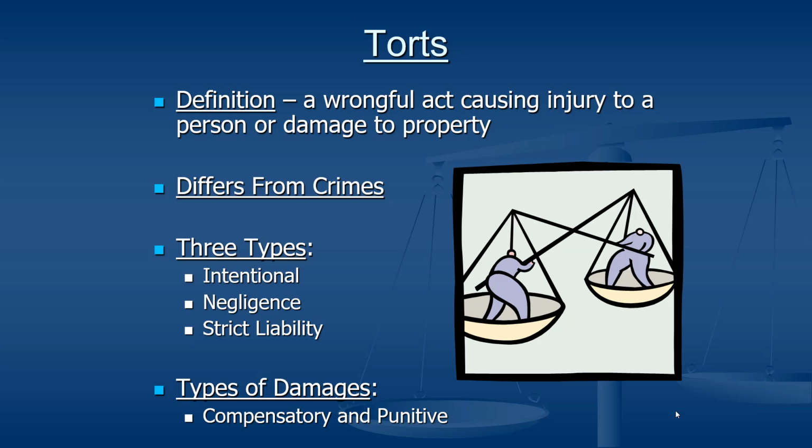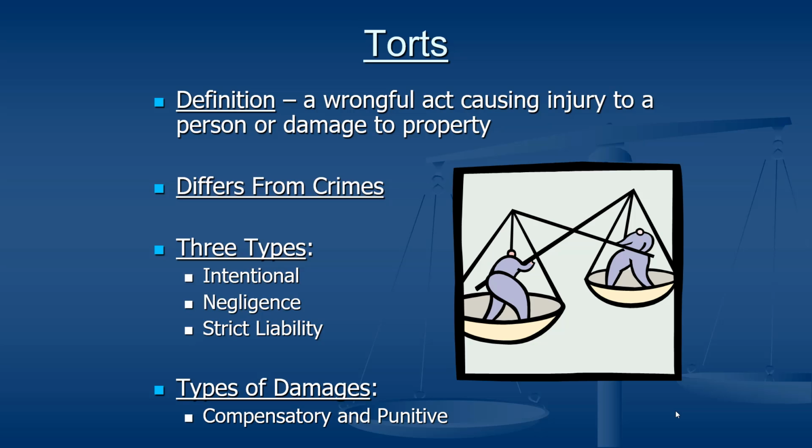Today we're talking about torts, and we're going to look at three areas of torts particularly today. First, intentional torts, then negligence, which is unintentional torts, and then strict liability, which relates to products liability. What is a tort? A tort is a wrongful act that causes injury to a person or damage to property.